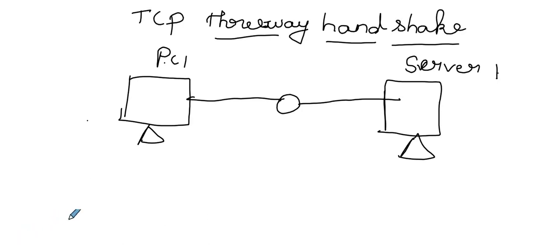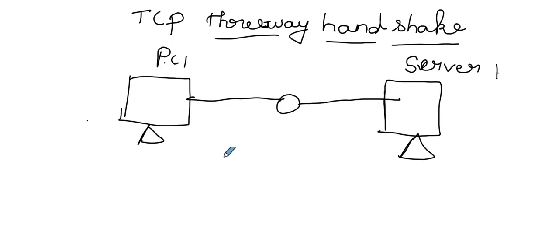Now, PC1 wants to access the web page on server 1 using HTTP. Imagine this is a web server, and in this web server the HTTP web page is there. So PC1 wants to access this web server. We're going to see how the connection is established.